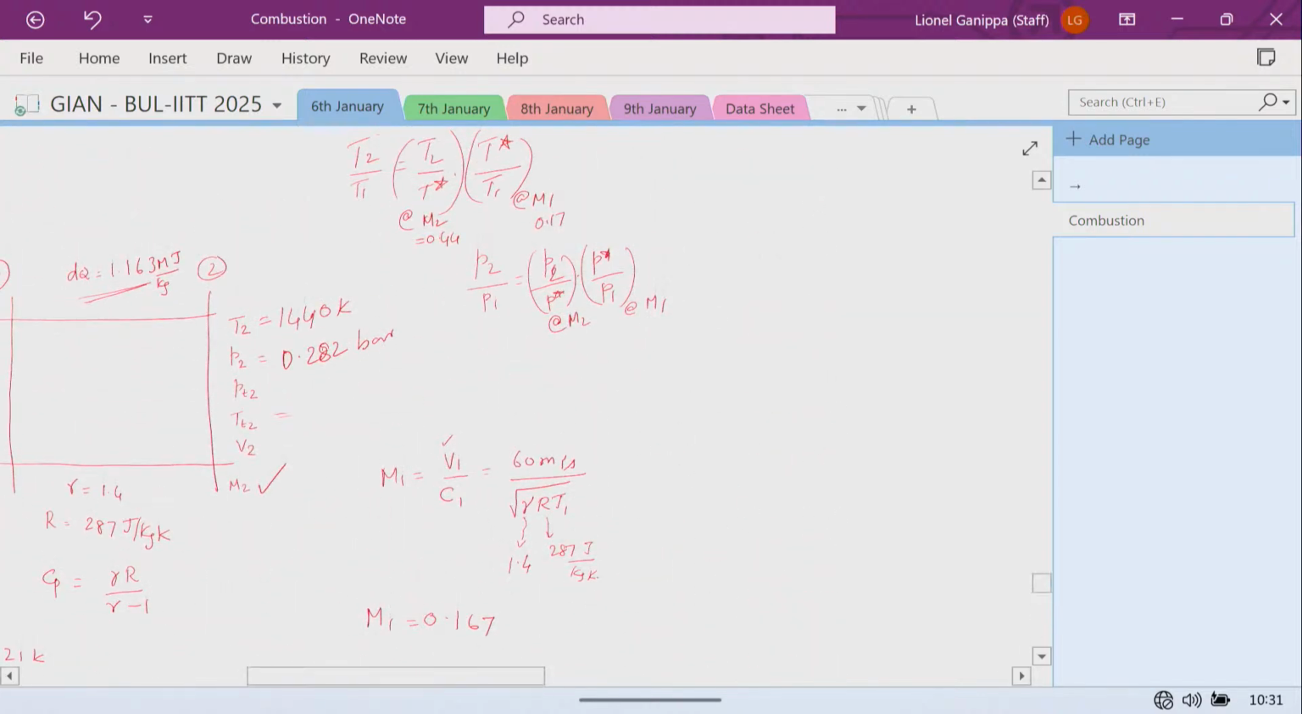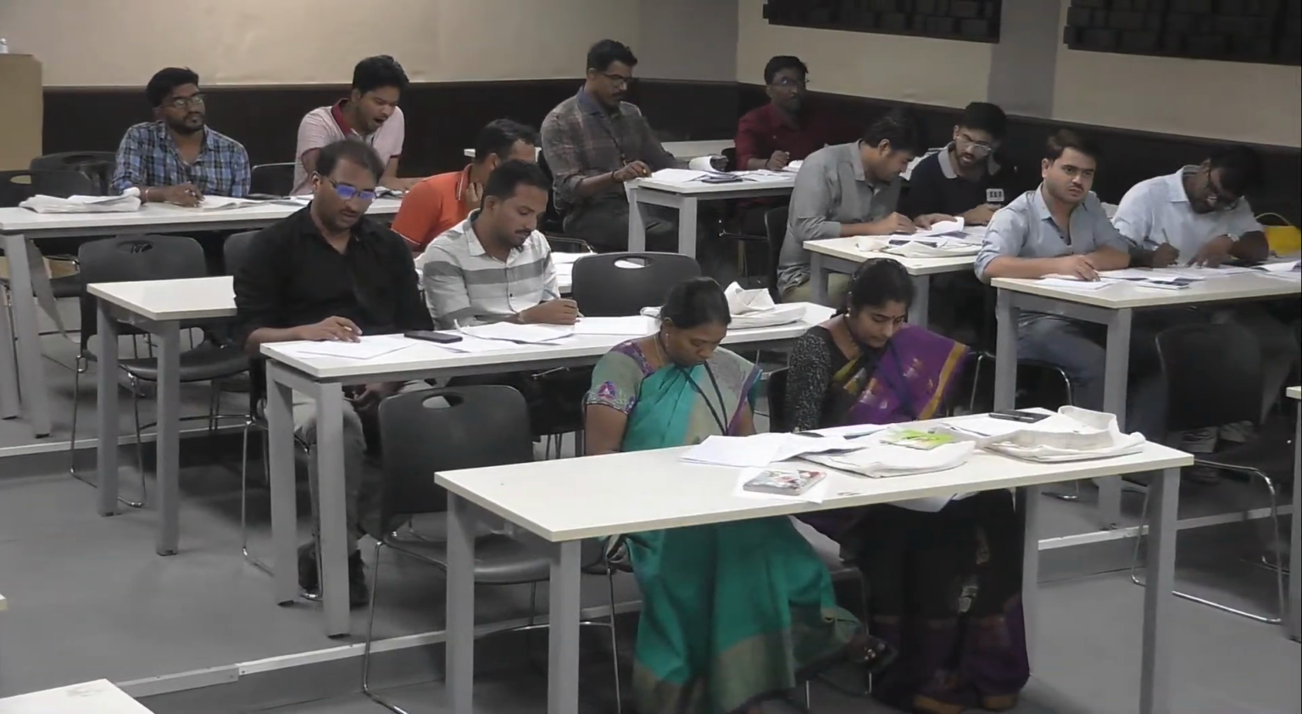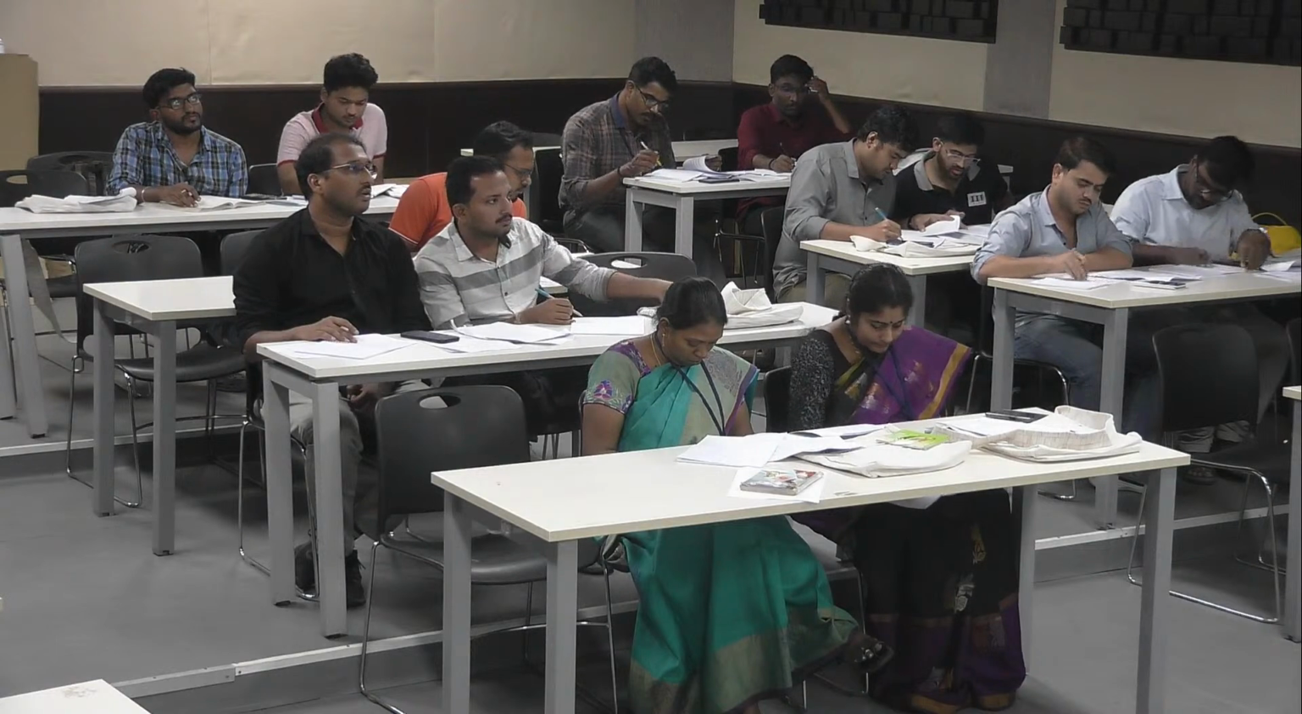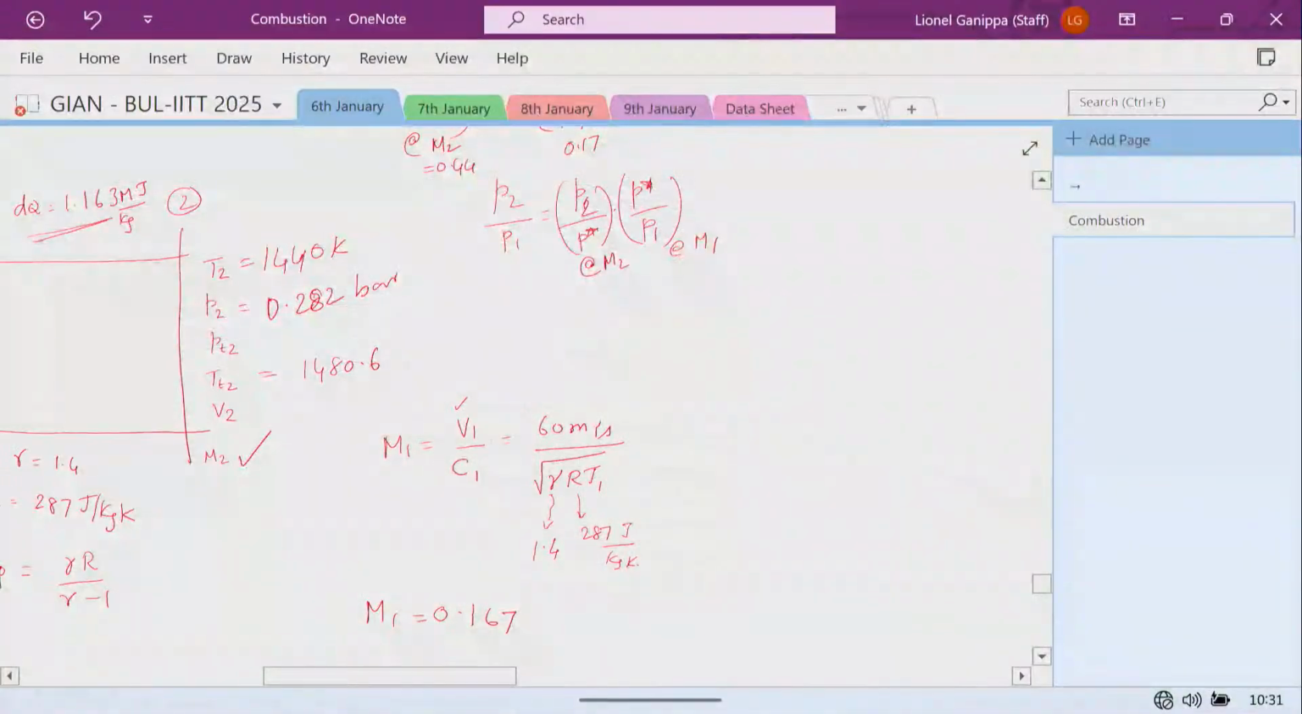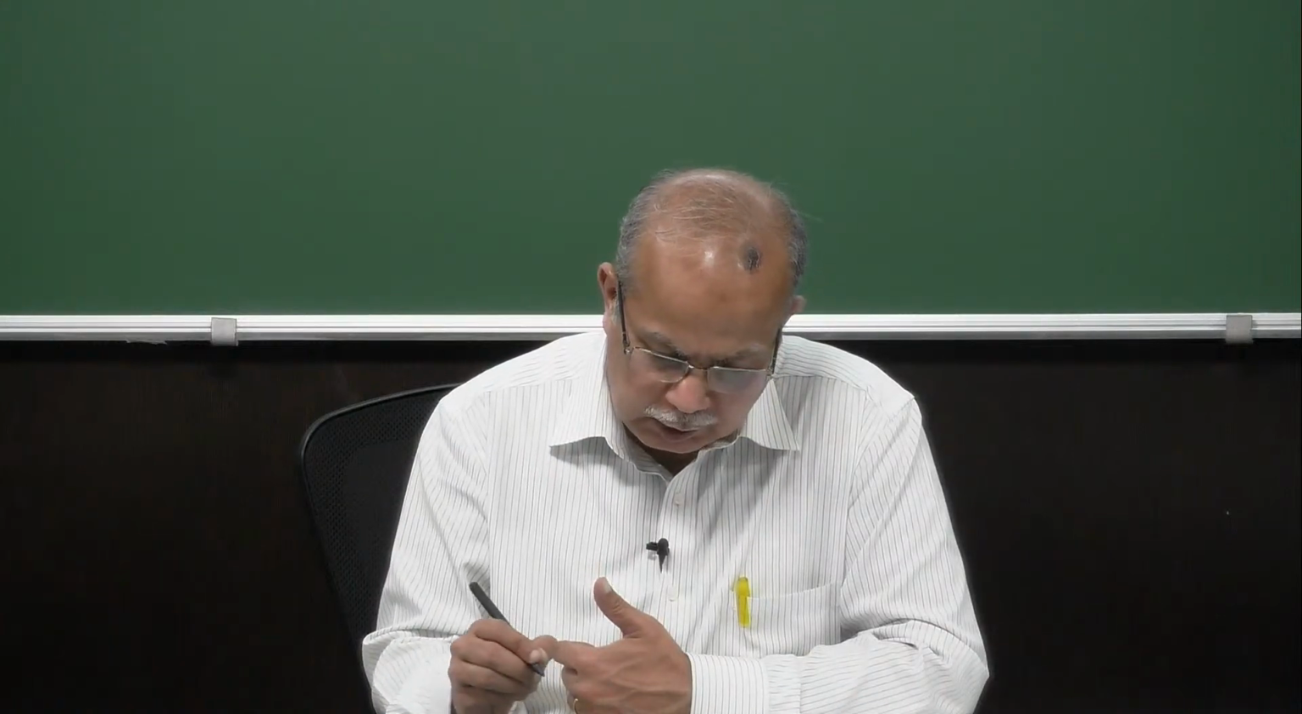So what is the value? It should be in the order of 149 something. 148. 80 or 82? 1480.6 Kelvin. Is there other? Yeah, okay. What is PT2?